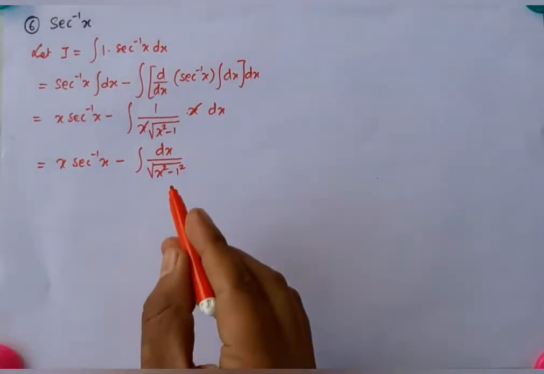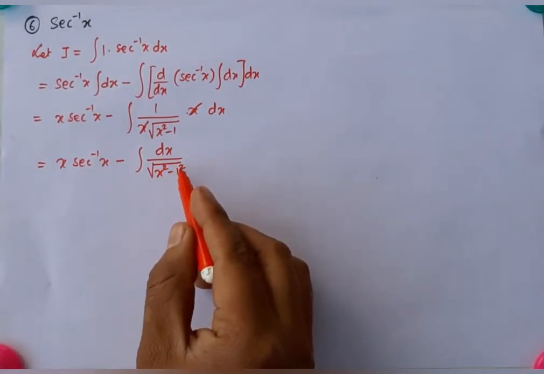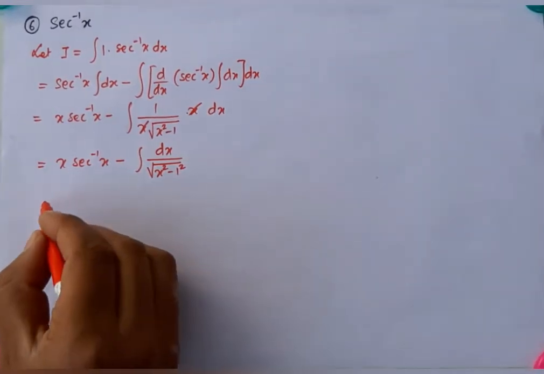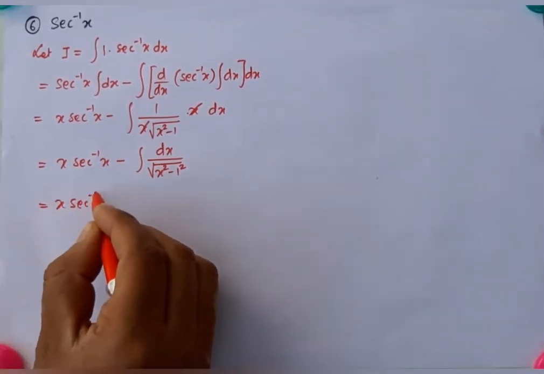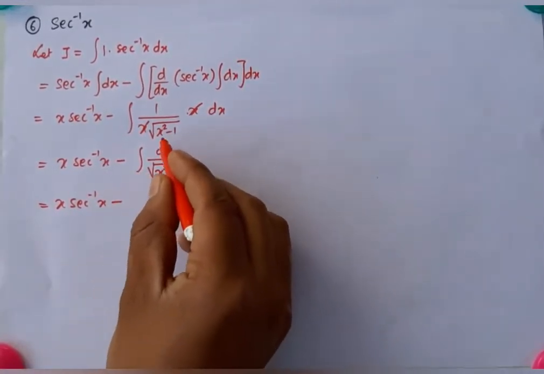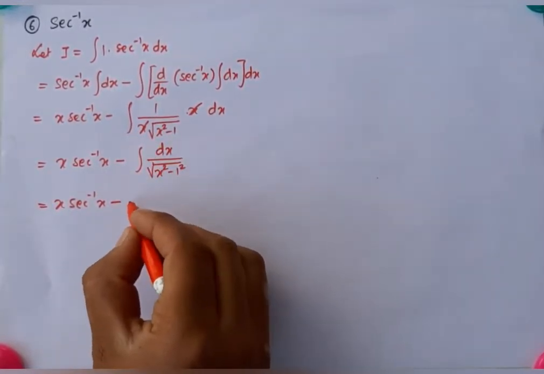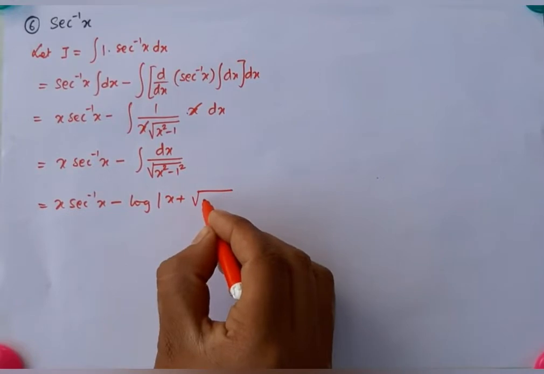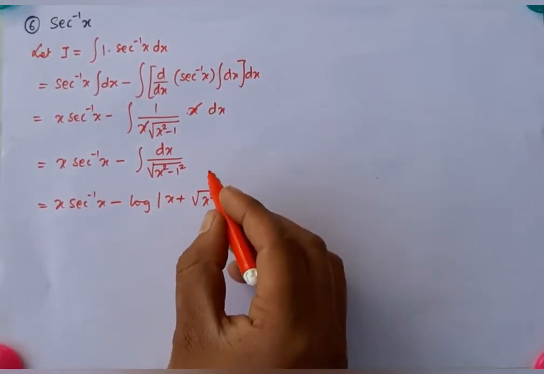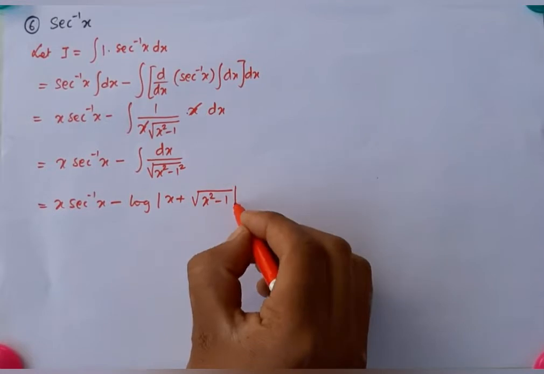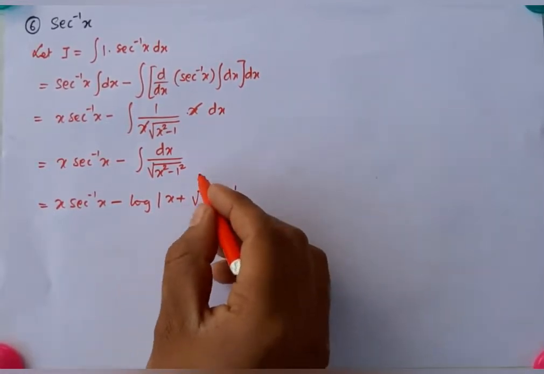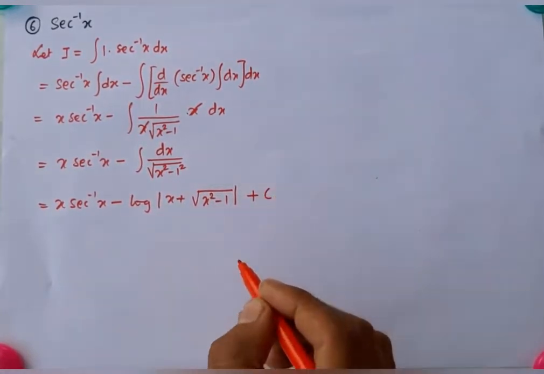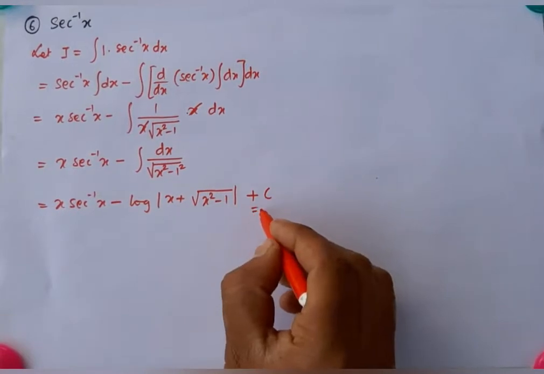What is the formula for integral of dx by square root of x square minus a square? Listen to the formula carefully: this is x sec inverse x, let me write it as it is. The integral of this will be log of x plus square root of x square minus a square. So what is a square here? A square is this 1. So as we are done with the integral, only this much is the value for this. We'll put a constant of integration. So that's all, that is my answer for this.